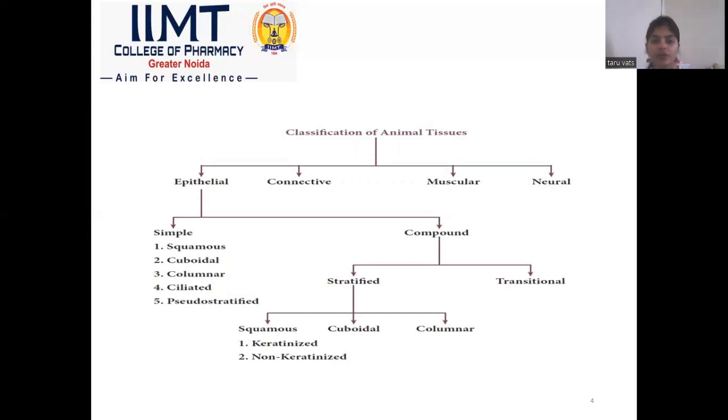Classification of tissue. As I discussed previously, tissues have four types: epithelial tissue, connective tissue, muscular tissue, nervous tissue. Epithelial tissue is further classified into simple and compound. Simple is further divided into squamous, cuboidal, columnar, ciliated, pseudostratified. Compound is further divided into stratified and transitional. Stratified is further divided into squamous, cuboidal, columnar. Squamous is further classified into keratinized, non-keratinized.